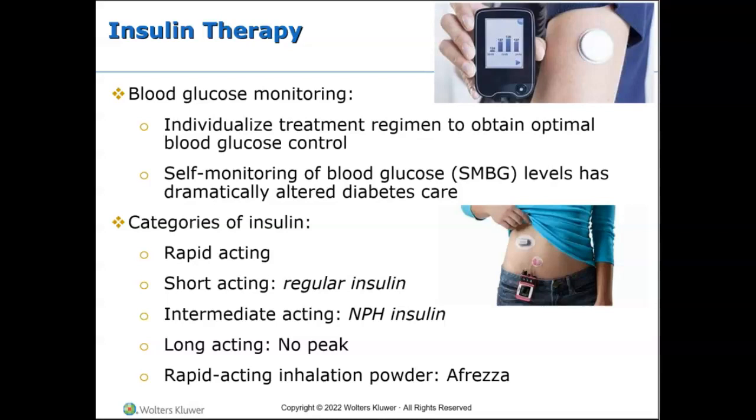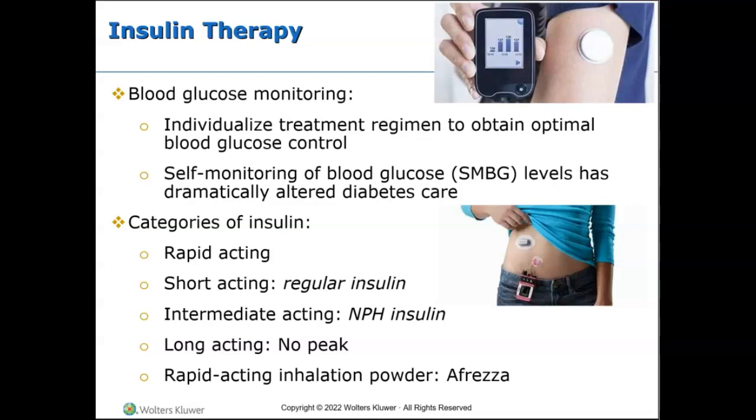There are a number of different types of insulins with different onsets, peaks, and durations, and you need to know them all, right, as we mentioned in class. We will go into these in more detail in the coming slides. Also refer to your book to compare and contrast the different insulins.